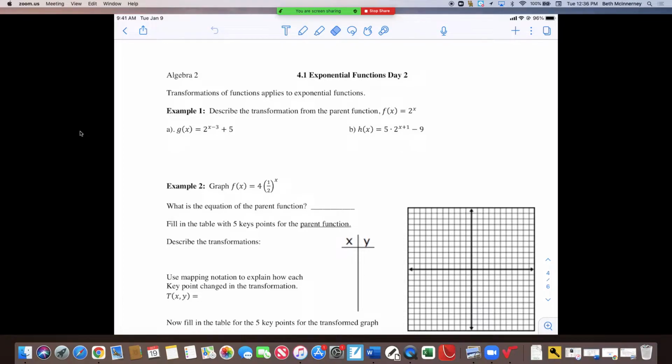And all the transformations that we did before apply. Okay, everything we did before applies. So derive part A and part B. So think about left, right, up, down. Is there a stretch or a shrink? And any reflections?